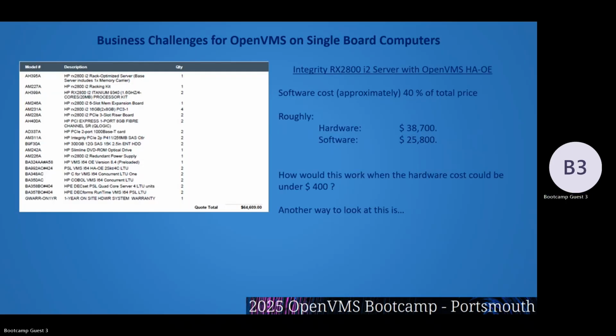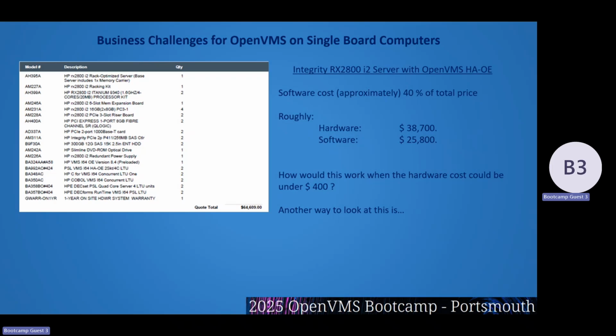Okay, a business challenge for running OpenVMS on single board computers. This is a real customer quote, several years old and sanitized, so I don't give away who this was for. This is an Integrity RX 2800 i2 server with an OpenVMS HOE license. It was being added to an existing cluster.